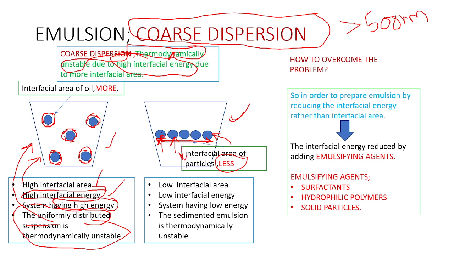When the interfacial area is reduced, interfacial energy is reduced. Now the entire system has low energy. Now the sedimented emulsion is thermodynamically stable in nature. The sedimented emulsion is thermodynamically stable in nature. Because of less energy, the system gets stabilized.